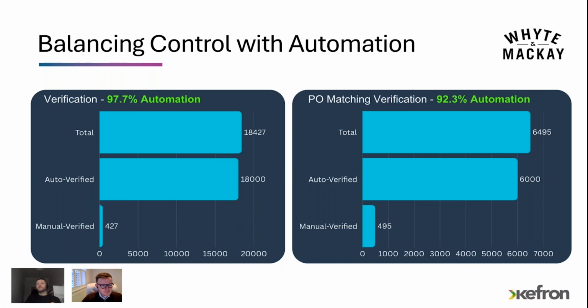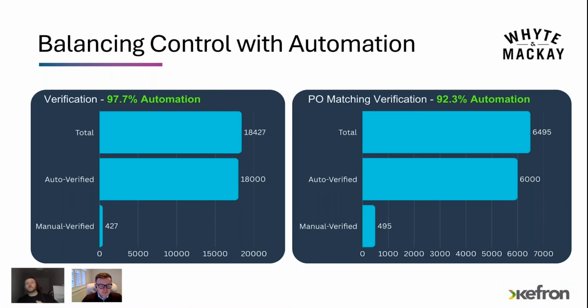Now, what we're able to do in Kefron is, because you have a purchase order for an invoice like that, we can match at a line level the extracted data from the invoices, so the lines from the invoices to lines from the purchase order, and we're able to display where there's any discrepancies. Now, after working with White & Mackay for a while, you can see that we're able to increase their automation rates, and they're above 90% automation, although they have some quite complex invoices. This is a real success story for us.